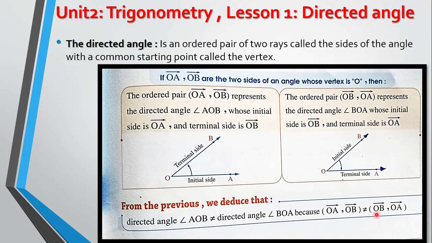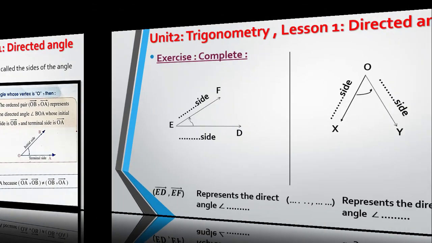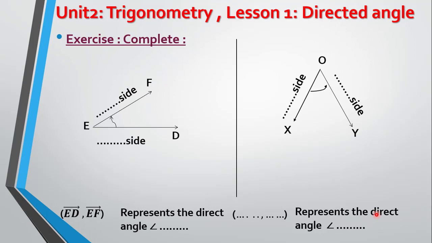So in the directed angle, the direction is very important. Here, for example, I have an arrow. The arrow in the first angle is from the side ED, ray AD, to the side EF. So this is the initial side and this is the terminal side. In the second angle, the arrow is from OX, then OY. This ordered pair represents a directed angle. I start from the initial side, so I write DEF.